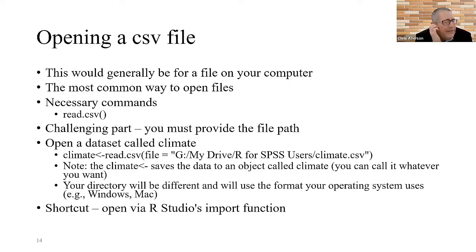So opening a CSV file, this would generally be a file on your computer, and this is the most common format for data in R, comma separated values. The reason why it's such a common format is that pretty much any spreadsheet, whether we're talking Excel or Open Office or Sheets or whatever you're using, any spreadsheet can save to this format. It's very much a universal type format. In terms of commands, we're going to be using the command read.csv.